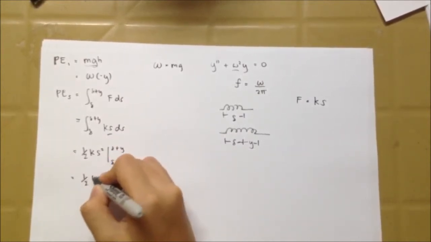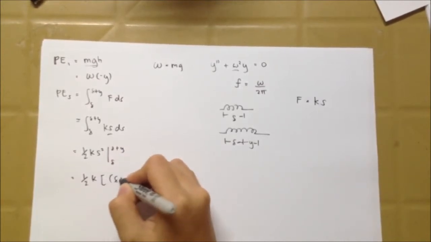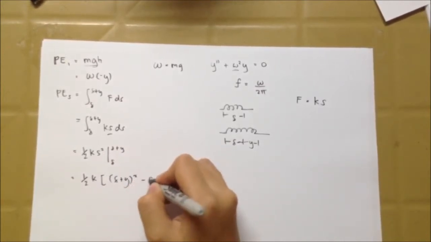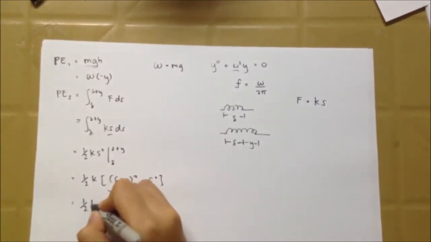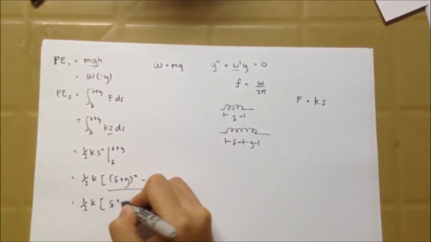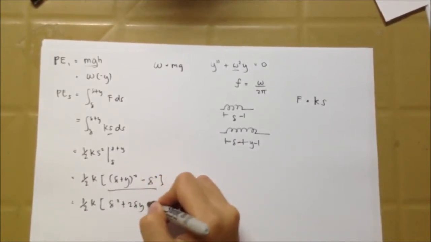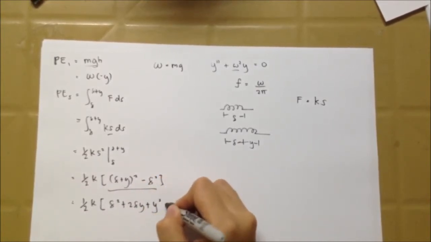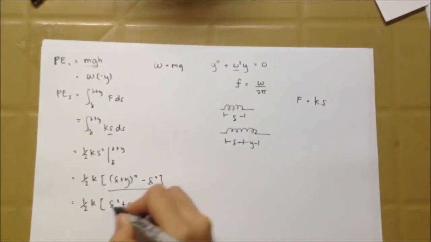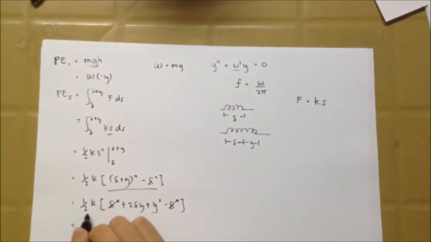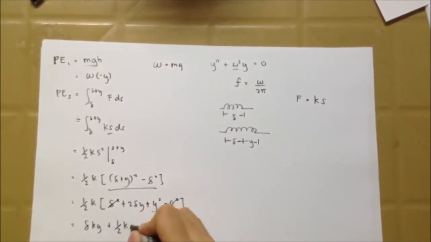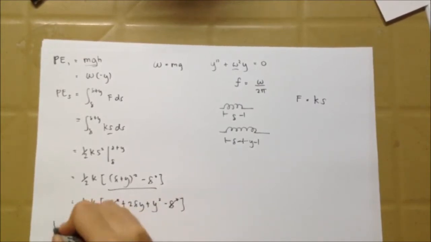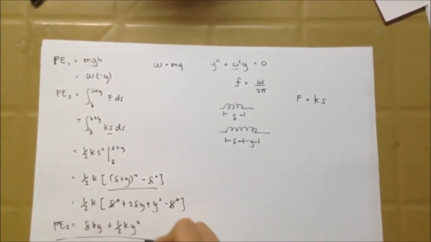So I'll have 1/2 k times (delta plus y) squared minus delta squared. Simplifying the term here, I'll have 1/2 k times delta squared plus 2 delta y plus y squared minus delta squared, and delta squared will cancel here, and distributing 1/2 k, I will have delta k y plus 1/2 k y squared, and this is the potential energy that is contributed by my spring.